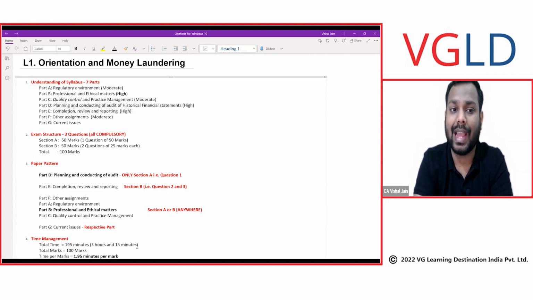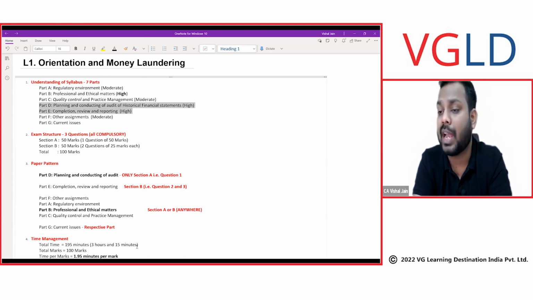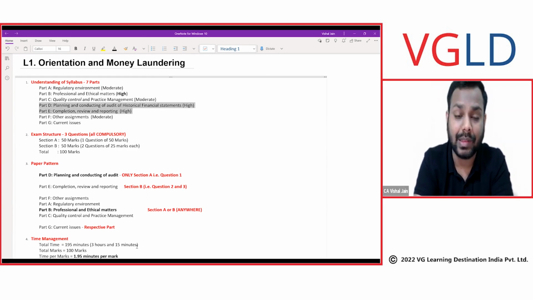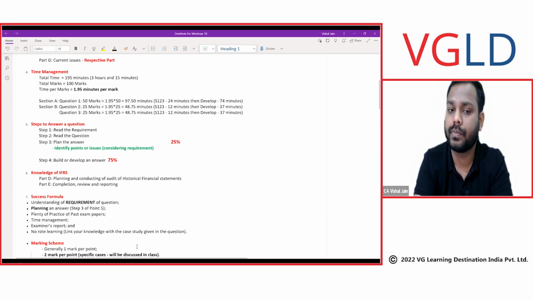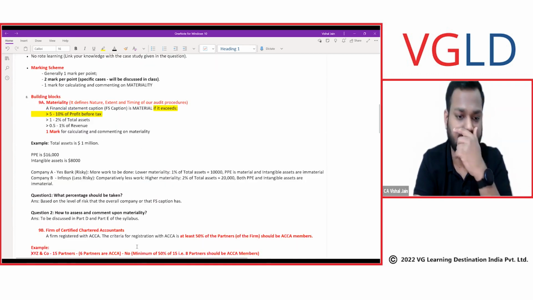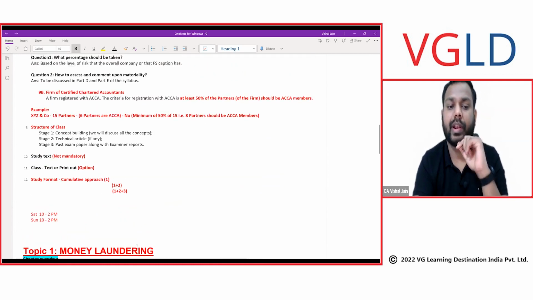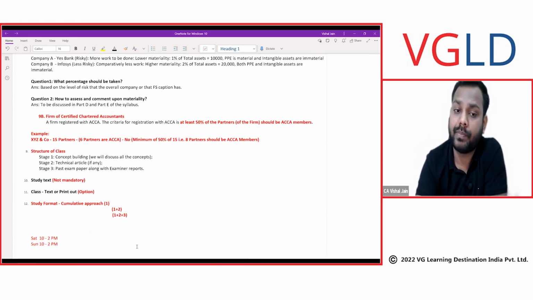Part A, or you can say part C, I will cover in weekday classes. Part F, I will also cover in weekday classes. But part D and part E I will definitely cover in the weekend classes only, considering the importance of this chapter. I hope it is clear to everyone. Is it clear? Anyone having any challenges with this?